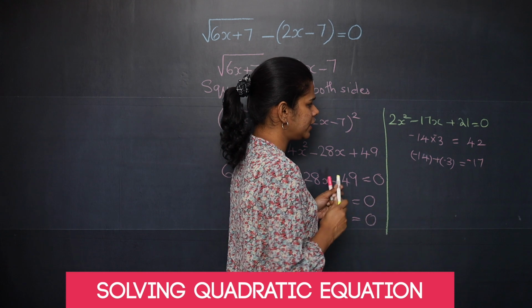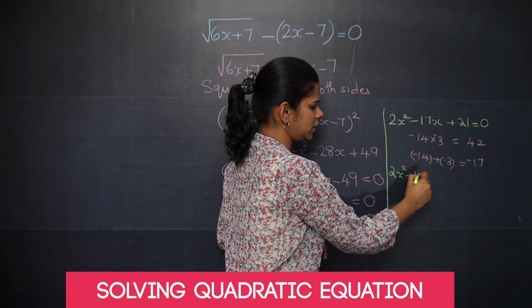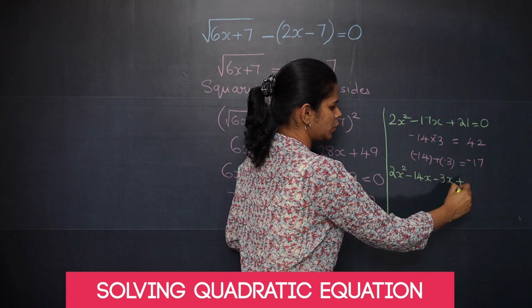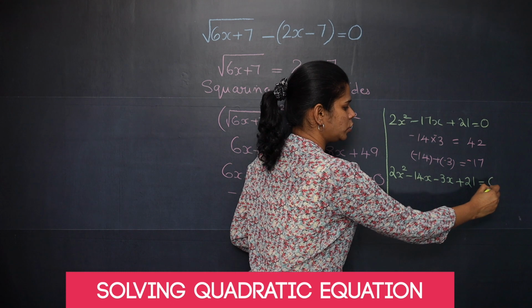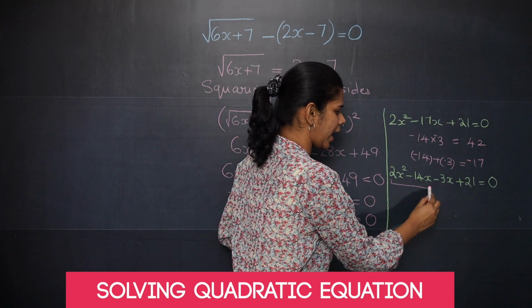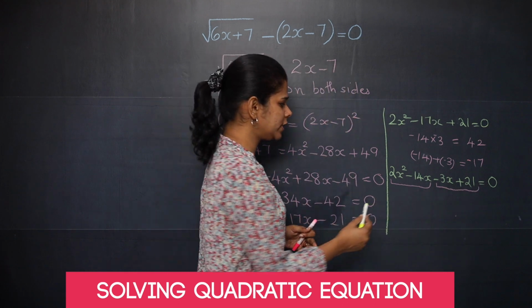So you can write 2x² − 14x − 3x + 21 = 0. Now you need to check the first two terms and the last two terms. So in the first two terms you can see 2x is common.